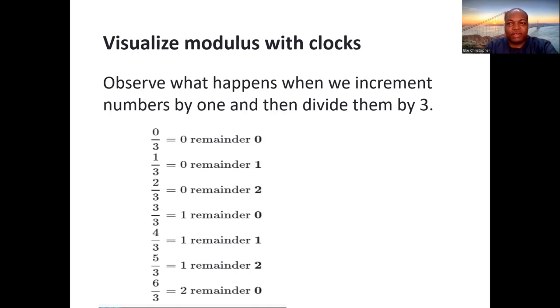Visualizing modulus with a clock is a very easy way to have a clear understanding of how the modulus works. So observe what happens when we increment numbers by 1 and then divide them by 3. We have 0 divided by 3 equals 0, remainder 0. 1 divided by 3 equals 0, remainder 1. 2 divided by 3 equals 0, remainder 2. 3 divided by 3, we get 1, remainder 0. 4 divided by 3, we have 1, remainder 1. 5 divided by 3, we have 1, remainder 2. And 6 divided by 3, we have 2, remainder 0.